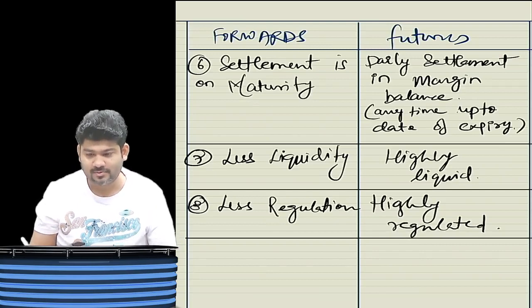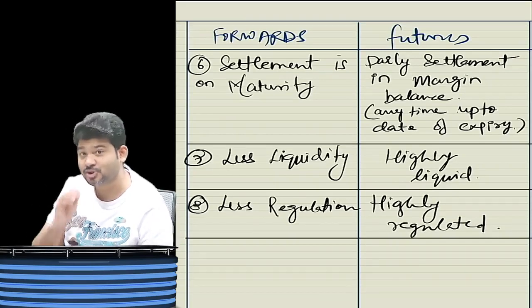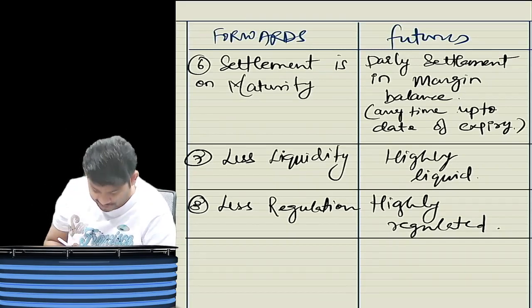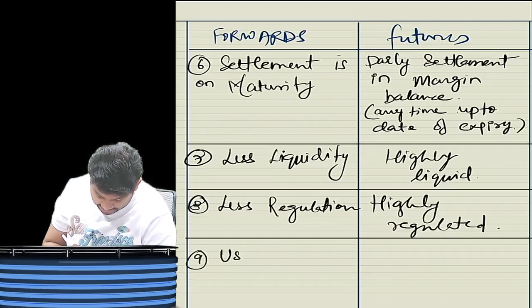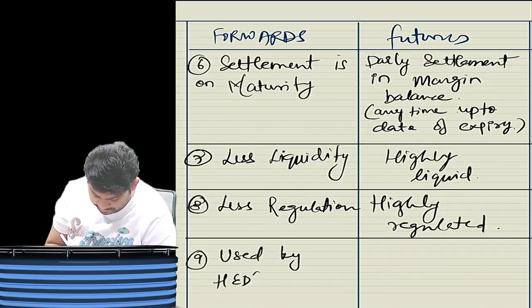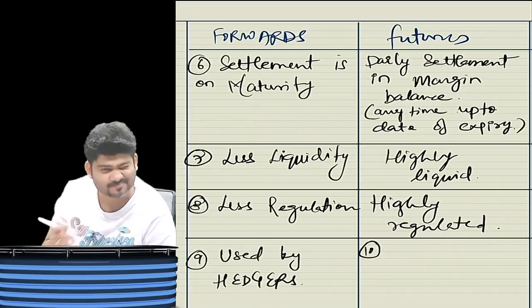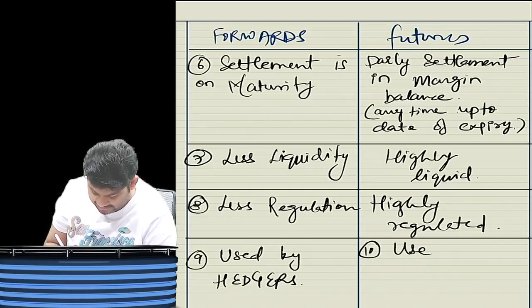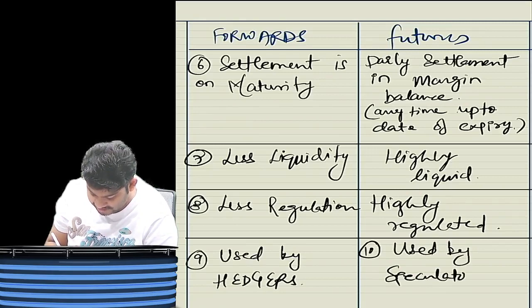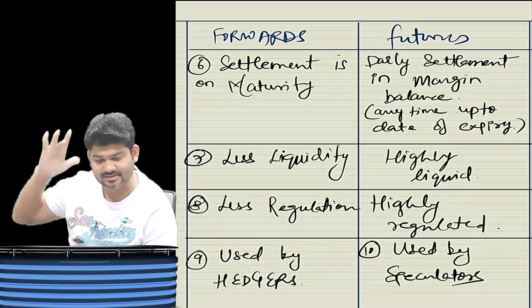Okay. Now, in case of forward, since there is actual delivery, the hedgers use it. It is used by the hedgers majorly. But let me tell you, in case of futures, it is used by the speculators who want to make profit off the changes in the market rates.